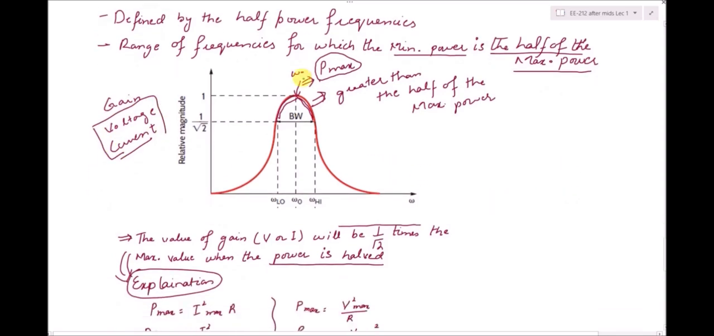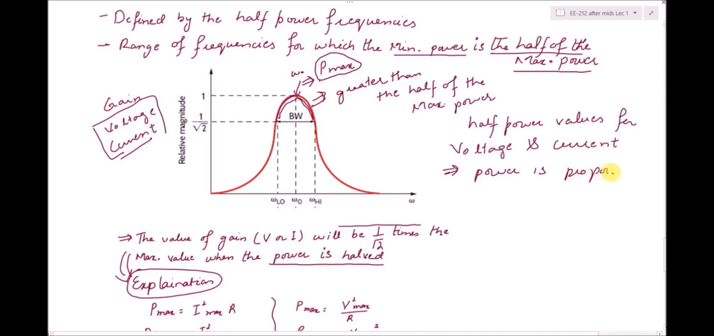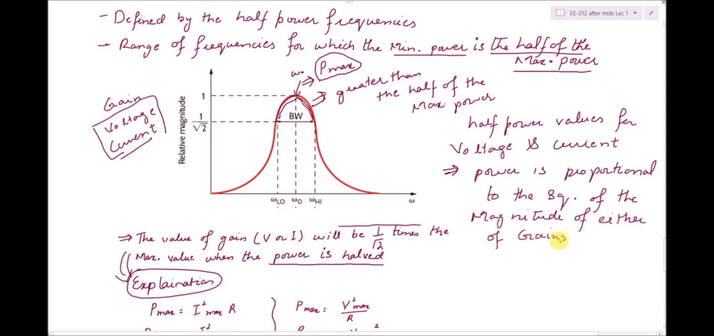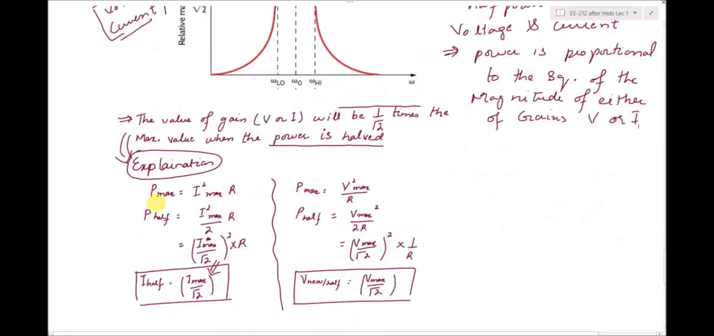Now if I have to find the half power values for voltage and current, we already know that power is actually proportional to the square of the magnitude of either of the gains, voltage or current. We know that the maximum power is equal to I square max R. So maximum power occurs when we have the maximum current, and this is actually occurring at omega naught, right?